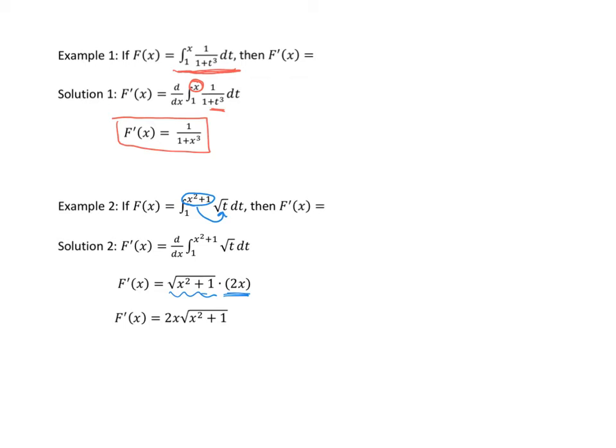If I want the derivative of an integral, but I have something that looks a little bit more complicated than the first example, you do two things. First, you plug in that expression for t. So you plug in x squared plus 1 into the square root of t. Then the second thing you have to do is multiply by the derivative of x squared plus 1. So we multiply by 2x.